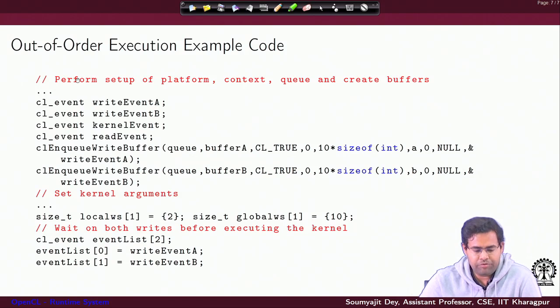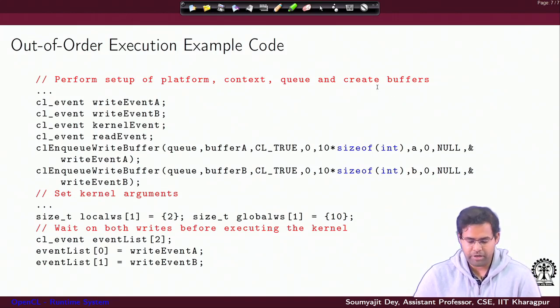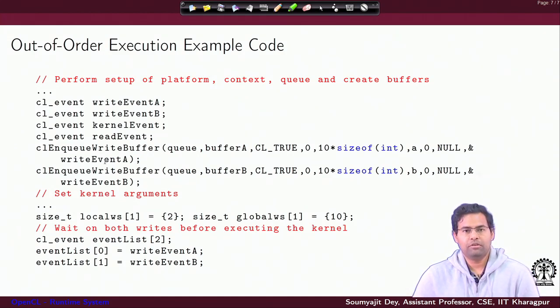So OpenCL will first of all, let's consider that we have already set up the platform, context, queue, and the buffers are created as usual practice, and you have some OpenCL events defined as write event A, write event B, and you have an event defined for the kernel event, and an event for the read event and all that. Now we will start creating the normal enqueue commands, and we will be specifying some events to be attached to them, which we were not doing earlier. So let's say we have a write buffer command.